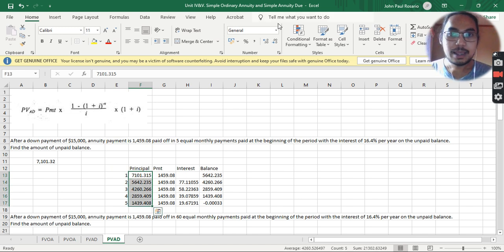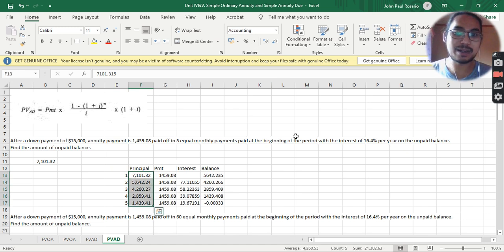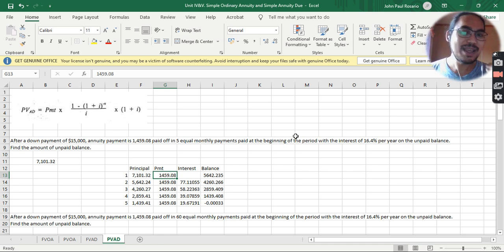So if our principal is 7101.32 and we want to exhaust it, from this amount, we want it to become 0. So our payment here occurs at the beginning of each period. So with that, ang imong makalculate nga interest.